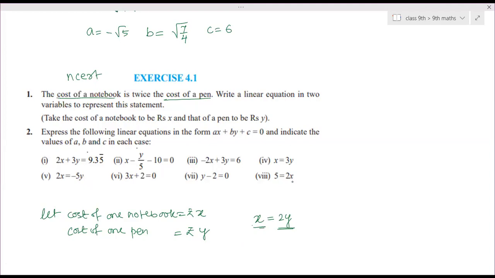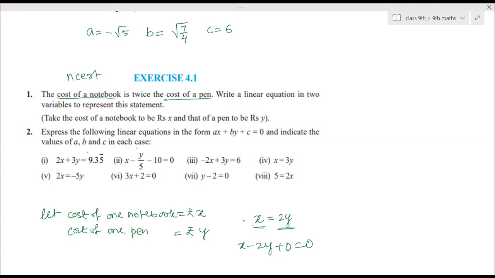Ma'am, you have tried in the form x minus 2y plus 0 is equal to 0, right? Yeah, that you can write. They have asked only to write a linear equation. So we have written the linear equation in two variables, and then you can write it in the general form if it is asked. You can keep it this way also, or you can write it as x minus 2y plus 0 is equal to 0. First write down x is equal to 2y. That is the main equation.